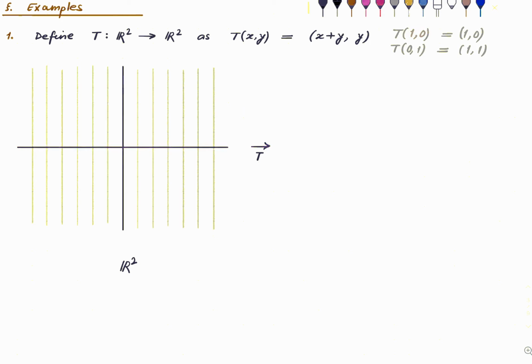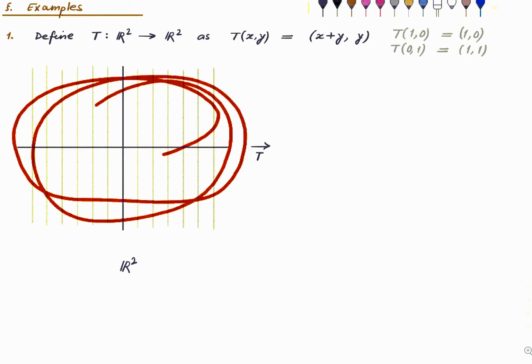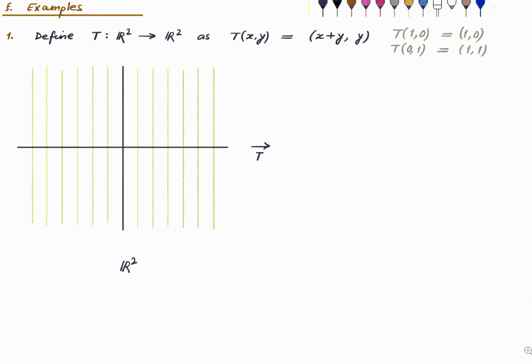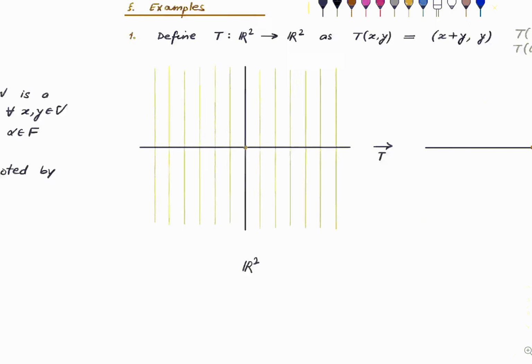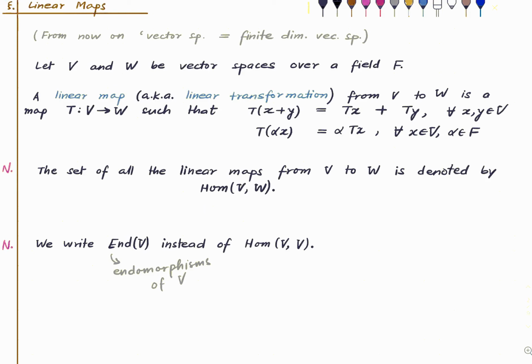So let's see what is the image of R2 under T. So the entirety of the x-axis will remain fixed. And let us say this is the origin. Origin will obviously go to origin. Maybe I should mention that. So if you have a linear map, it will take the origin to the origin. I mean, it will take the 0 vector to the 0 vector.